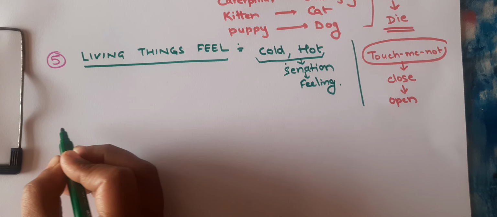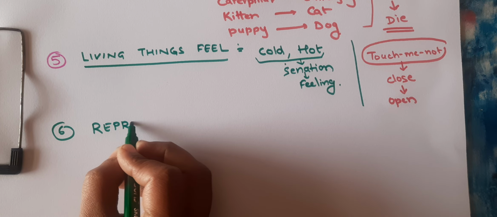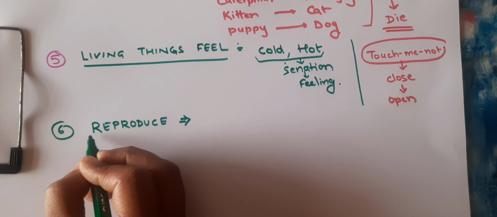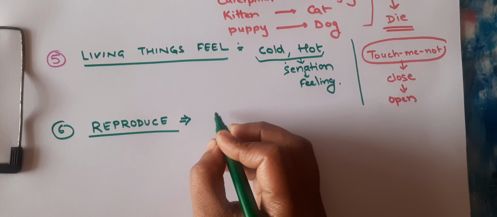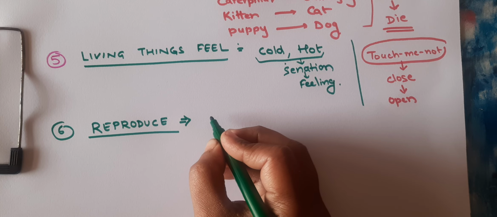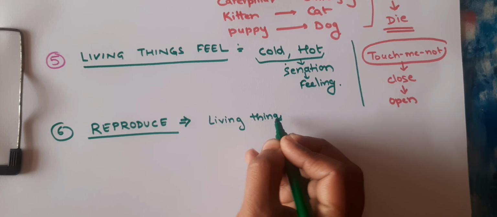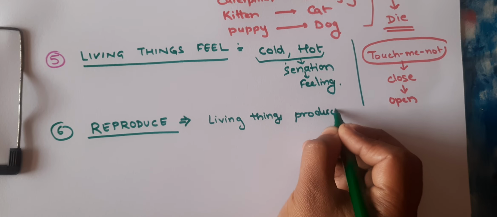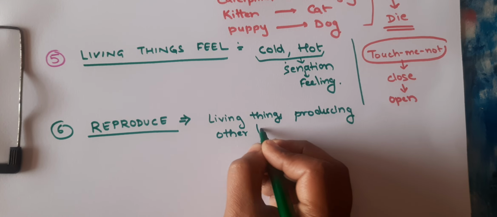Okay. Now the sixth point, that living things reproduce. So this is also the question, what is reproduction? All the living things, they will produce other living things. So I will give you the definition so that kids can write in the examination. Living things producing other living beings.